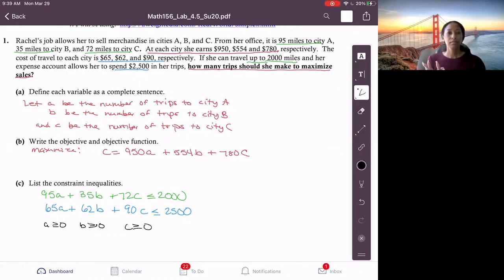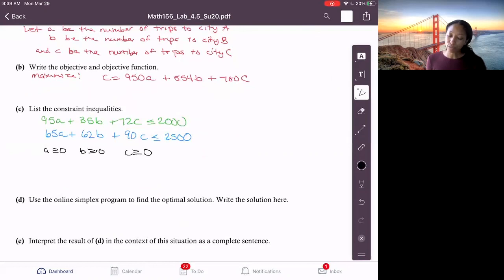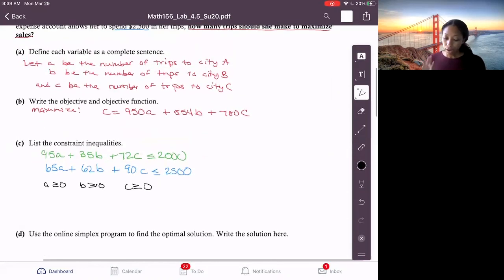All right. I think we got everything. That's it. So from here, you would go to the Simplex method solver, write out your optimal solution, and then write what that solution means in a complete sentence. Now, I'm going to stop here.